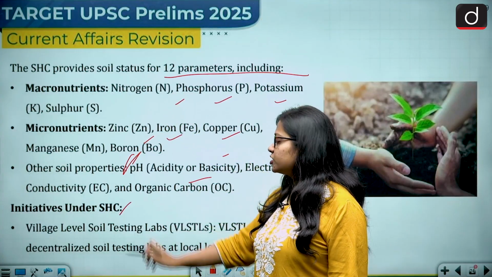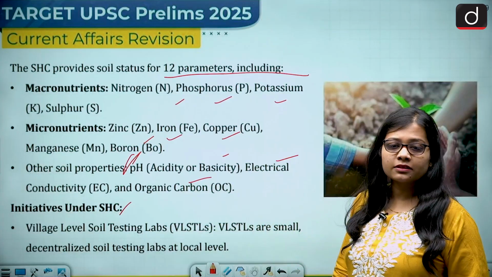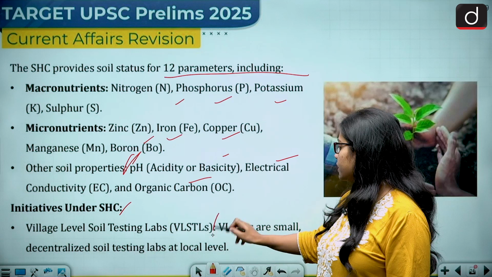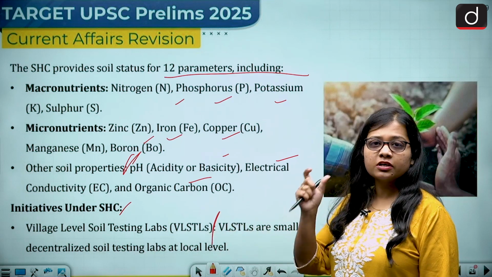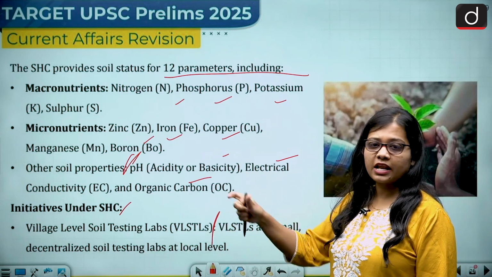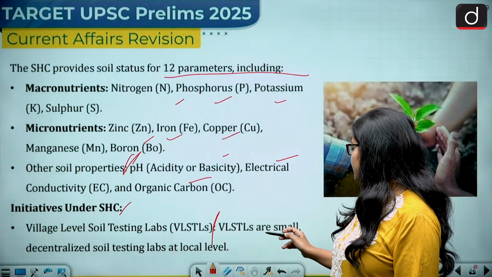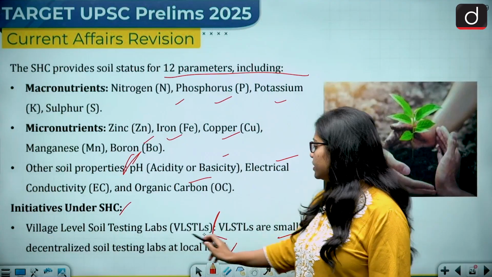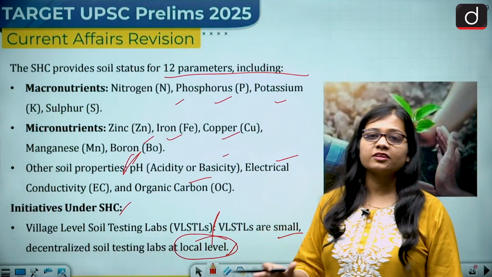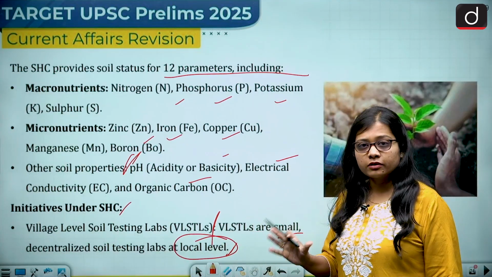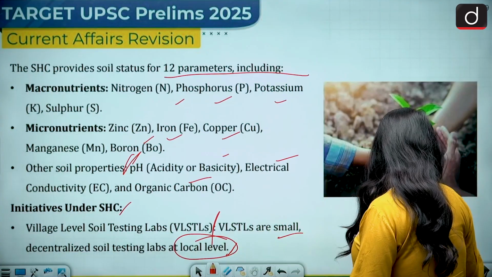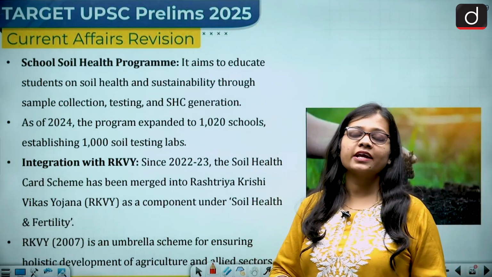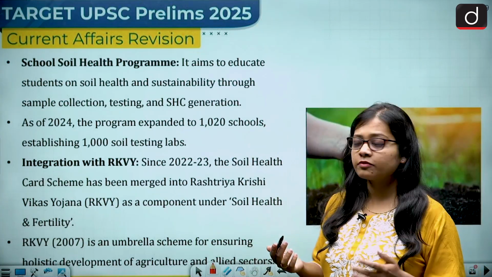Next is what are the initiatives under the soil health card. So that is the village level soil testing labs. The village level soil testing labs are small decentralized soil testing labs at local level. Local level means at the panchayat level. So there are soil testing labs, and these labs will test the soil and will give the detailed outlook of the soil, that how the soil is performing.